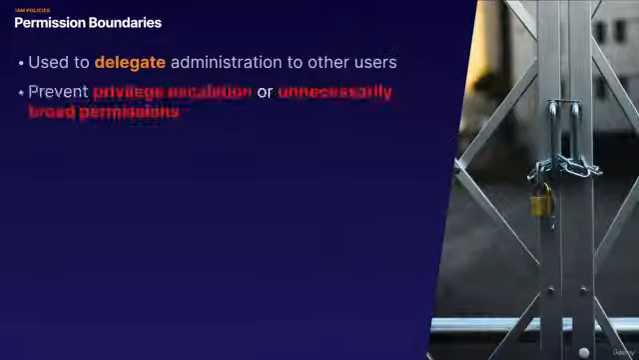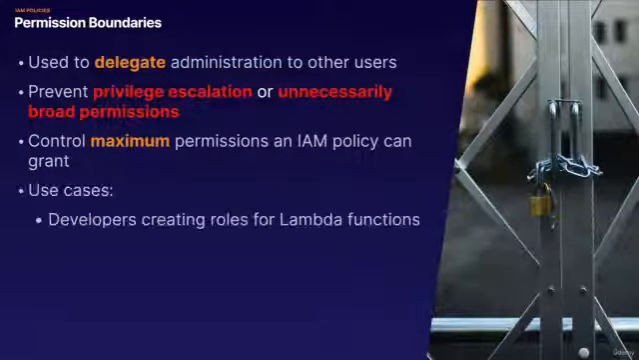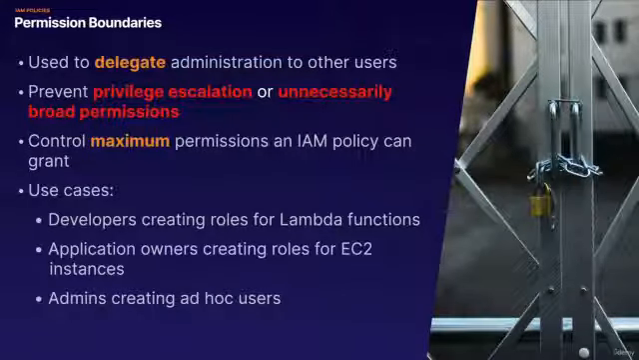A permissions boundary is an advanced feature for using a managed policy to set the maximum permissions that an identity-based policy can grant to an IAM entity. These are used to prevent privilege escalation or unnecessarily broad permissions. An entity's permissions boundary allows it to perform only the actions that are allowed by both its identity-based policies and its permission boundaries. In other words, it controls the maximum permissions an IAM policy can grant. So some use cases for this: developers that create roles for Lambda functions, application owners creating roles for EC2 instances, or administrators creating ad hoc users will want to apply a permissions boundary in each of these cases.